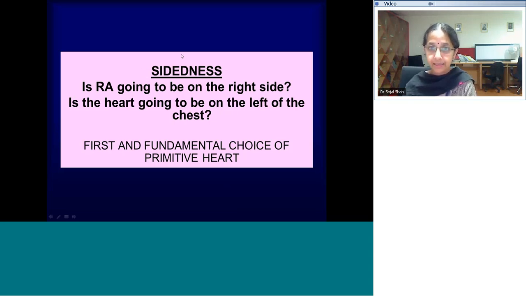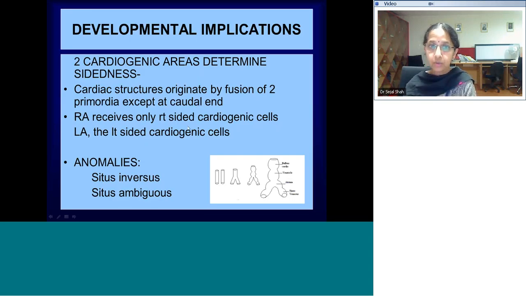The sidedness is determined by the cardiogenic cells. So we have the two cardiogenic areas in the developing heart, the right-sided cardiogenic cells and the left. The right-sided cardiogenic cells give rise to the right atrium, and the left-sided cardiogenic cells give rise to the left atrium. Remember that when we were understanding the tubes and the fusion of the endothelial heart tubes, we saw that the caudal part of the heart tube does not fuse. And hence, the right-sided cells stay in the right and the left-sided cardiogenic cells stay in the left.